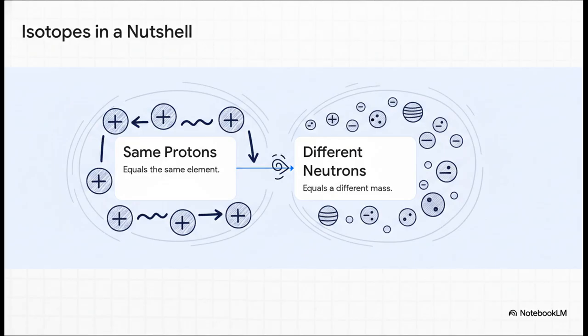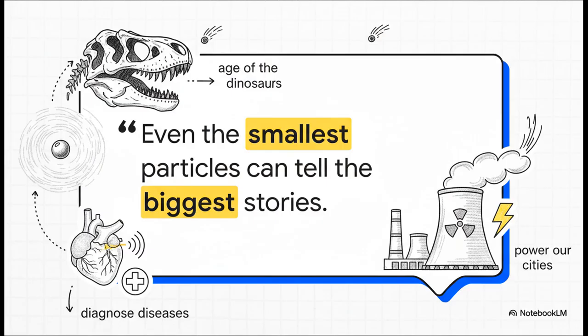Step 1, same element always means the same number of protons. Step 2, different mass means a different number of neutrons. That's it. That is the core idea of an isotope in a nutshell. And that right there is why this all matters so much. A single neutron, one more or one less, is what helps us uncover the age of the dinosaurs, diagnose life-threatening diseases, and power our entire cities. It's just a perfect reminder that sometimes even the smallest particles can tell the biggest stories.